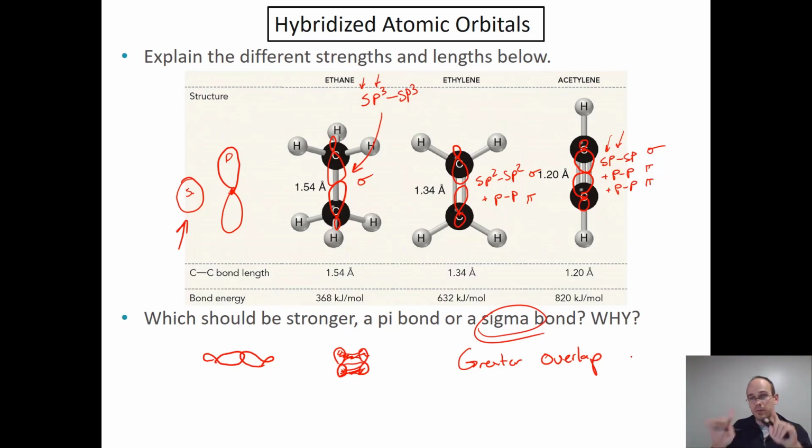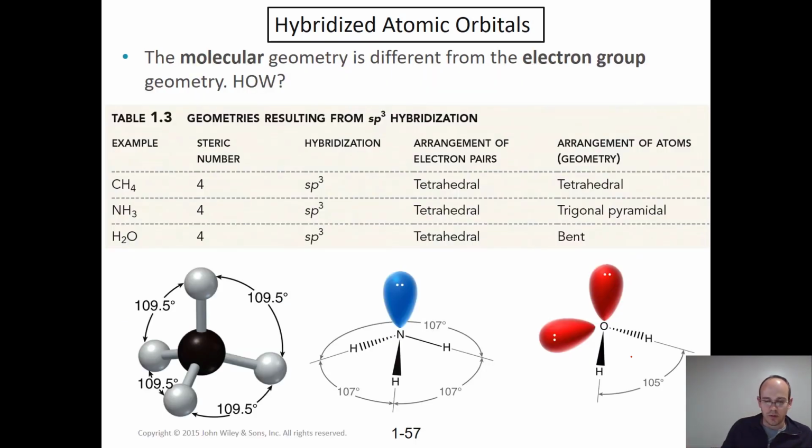And the pi bond is the weaker one because it's less overlap. All right, so this is going back to that previous slide on shape, and I'm showing you now CH4, NH3, and H2O. And the molecular geometry of these is very different. But the electron geometry, the arrangement of the electron pairs, is tetrahedral for all of these. These are all sp3 hybridized: sp3, sp3, sp3. So the electron geometry is identical for each one of these central atoms, right?